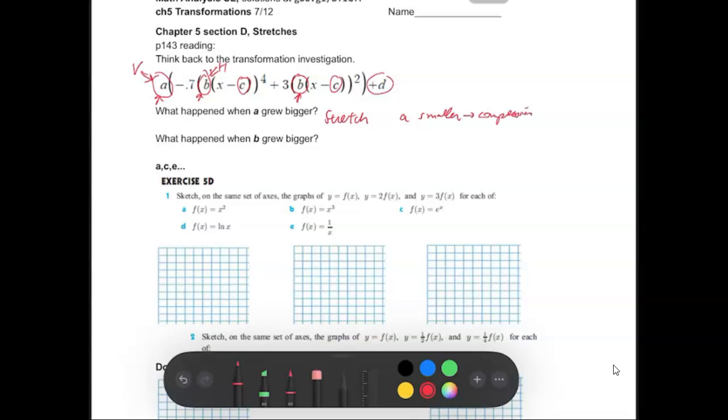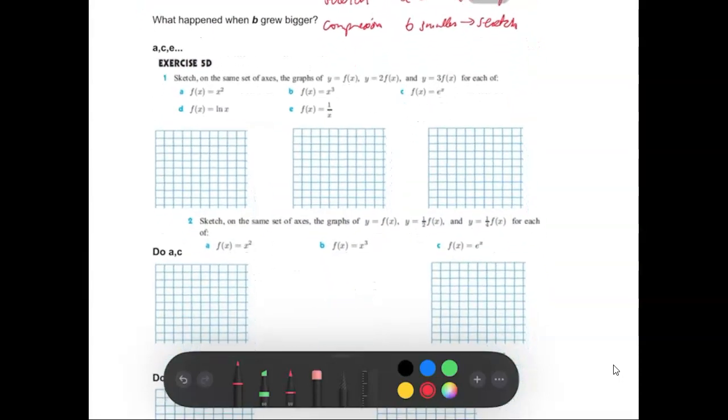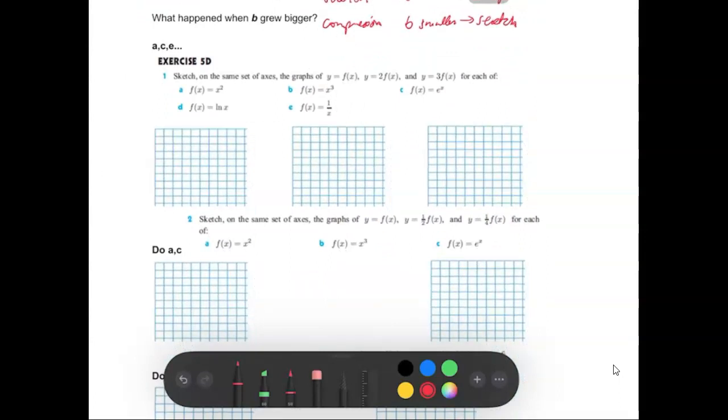And B, since it's inside the parentheses, behaved in the opposite way. So when B became bigger, it was a compression, and when B was smaller, then it was a stretch. So remember, when things are inside the parentheses, like B and C, things behave kind of the opposite way as what you would expect. I call it bizarre world. So keeping that in mind, let's go down to number 1.